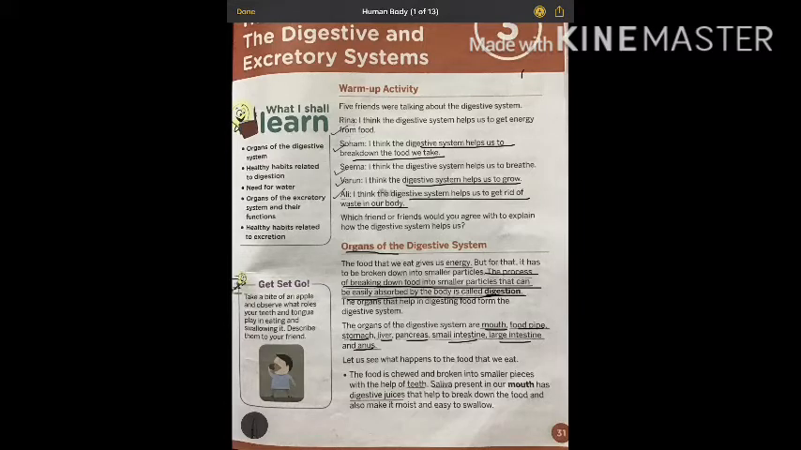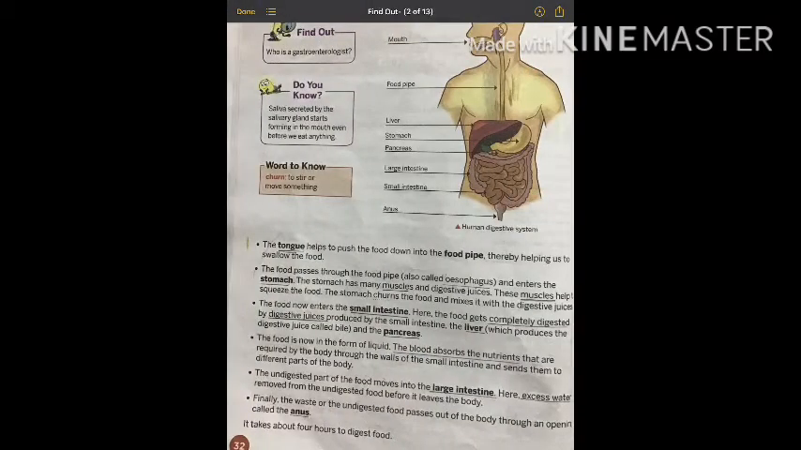So let's study in detail about this. All right students, let me go to the next page here. Yes, this is the next page of your book. Here, this is a picture of the digestive system. All of you can see a very clear picture of the digestive system. Here the parts, again I will repeat for you.